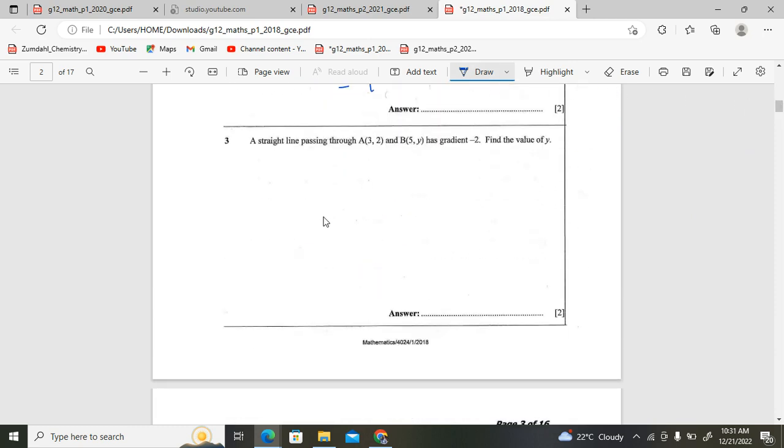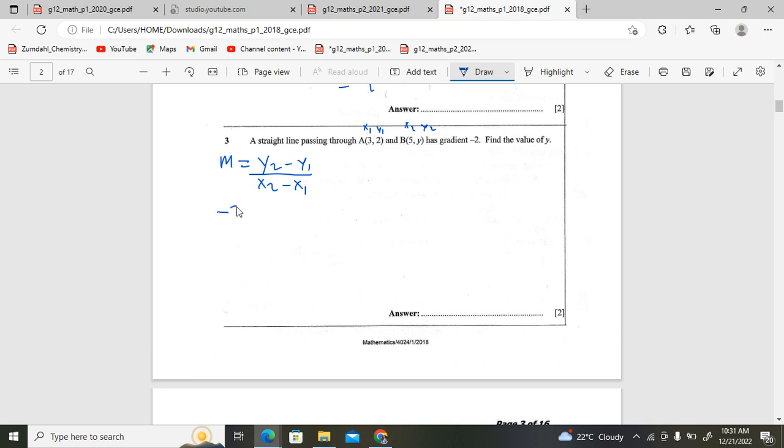Question 3 here. A straight line passing through A, which is (3, 2), and B, which is (5, 1), has a gradient of negative 2, and we are to find the value for y. Now, how do we find gradient? Gradient is given by y2 minus y1 divided by x2 minus x1. So if we say this is x1, this will be y1, this will be x2, this will be y2. So we're going to substitute.